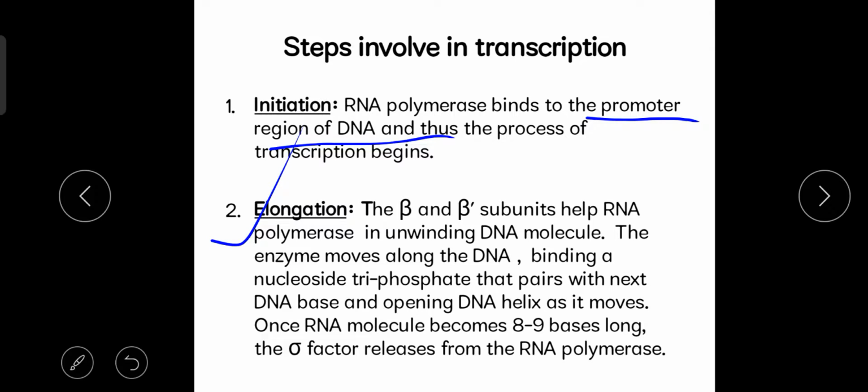The beta and beta prime subunits of the RNA polymerase enzyme help in the unwinding of the DNA molecule, and the enzyme moves along the DNA and polymerizes the nucleoside triphosphates. Nucleoside triphosphates means ATP, GTP, CTP and UTP. All these are called nucleoside triphosphates, added one by one in a long chain. And this way, when the RNA chain becomes 8 to 9 bases long, the sigma factor automatically releases from the RNA polymerase.